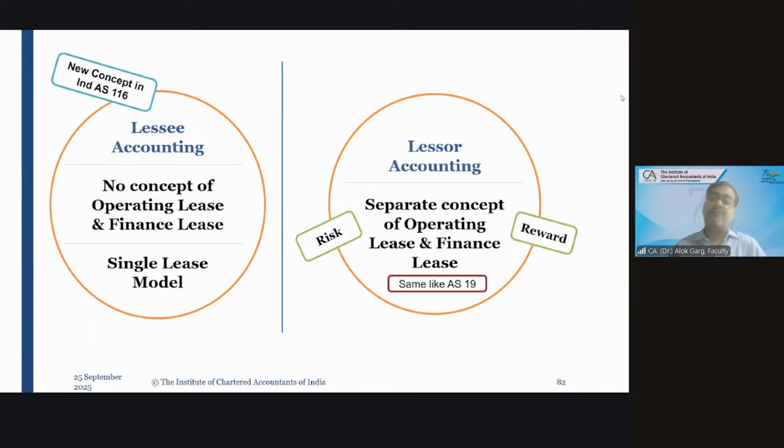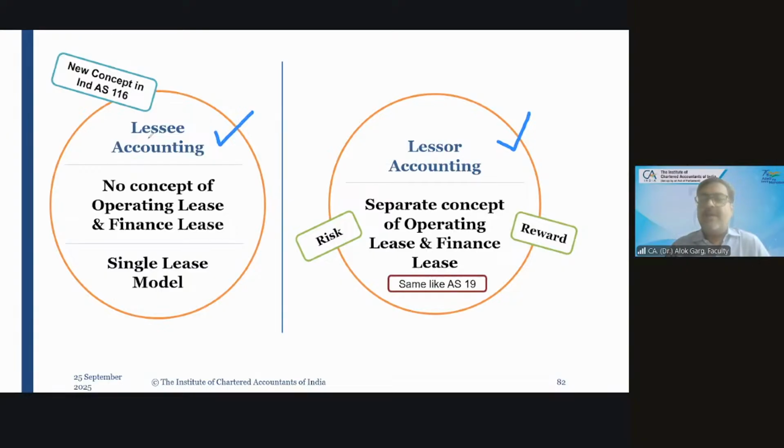Yes, so friends, now let's come to the lessee accounting and lessor accounting. What is meant by lessee accounting and lessor accounting? Accounting in the books of the lessee is lessee accounting. Accounting in the books of the lessor is lessor accounting. We have already understood lessee accounting. What we were doing so far was lessee accounting.